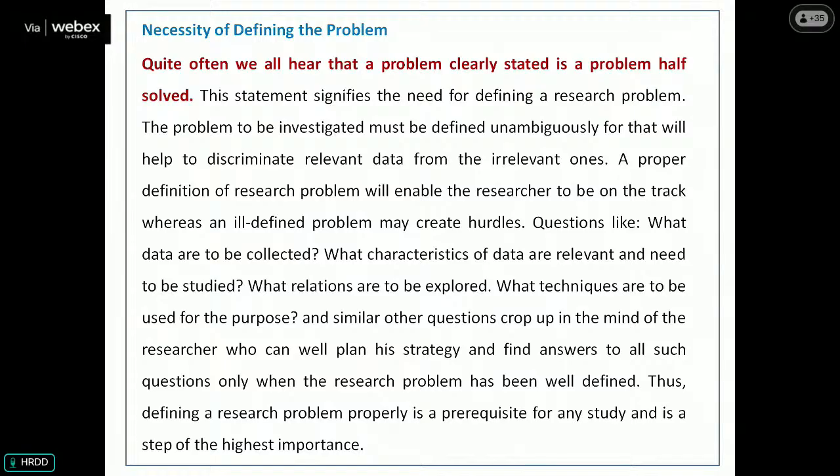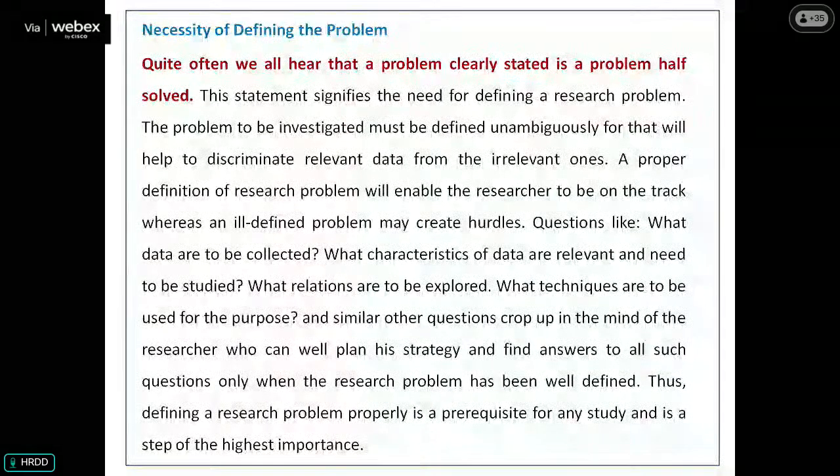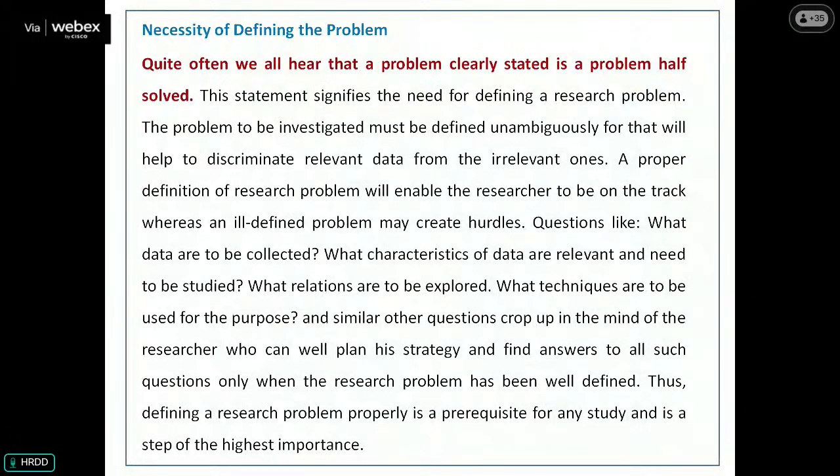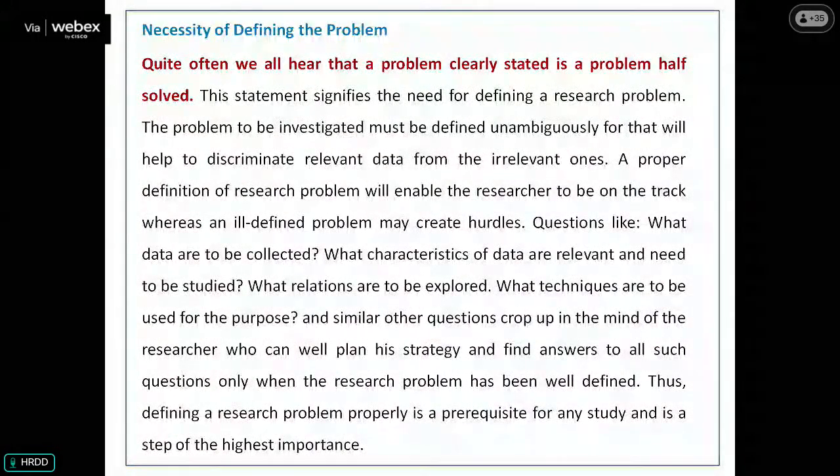So they say, "Hey, just the problem, we still have to work, what will happen by just defining the problem?" No, the problem itself, if you define it correctly, is half solved. This is what the research methodology says. This is from the book.